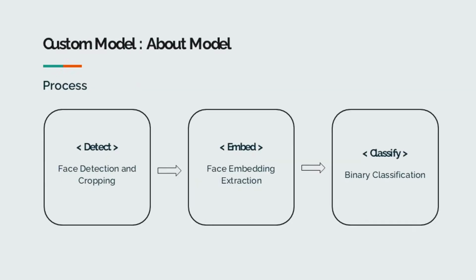The custom model we designed can also be divided into three main steps. First is face detection and cropping, where the pre-trained model locates the faces and crops the image. Next is the embedding extraction stage, where the CNN converts faces into fixed size vectors. And finally, embedding comparison. Based on the three steps framework, we conducted experiments by selecting different models and algorithms for each stage.